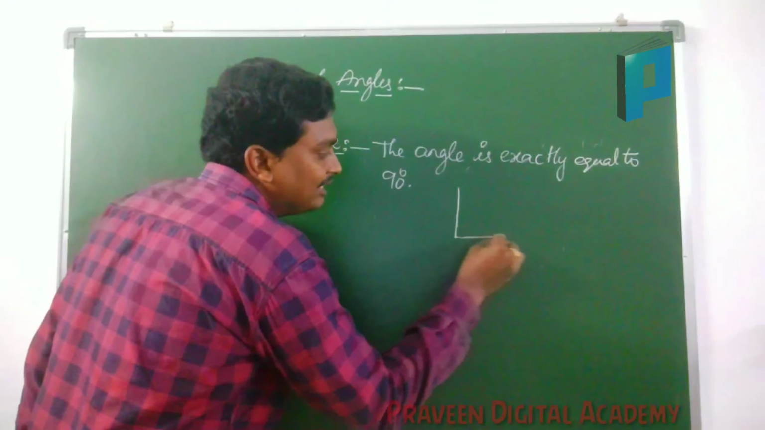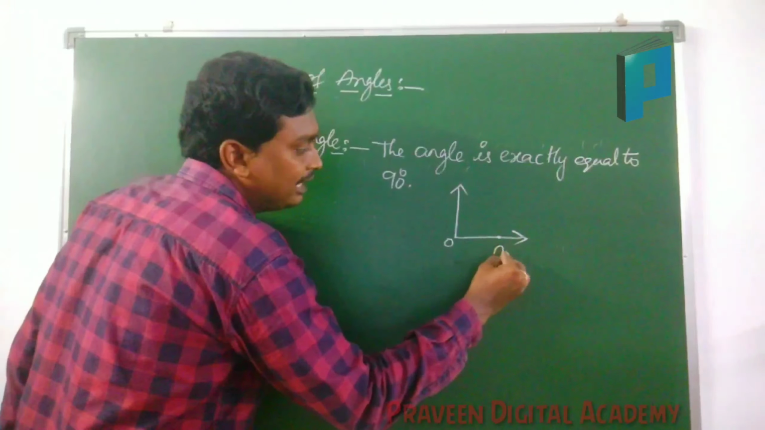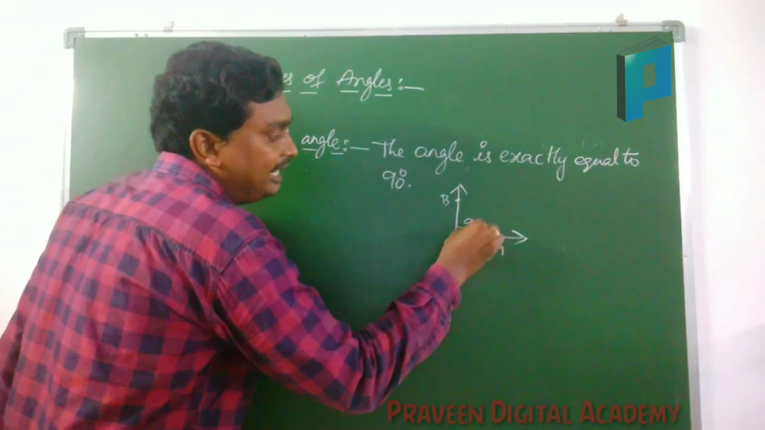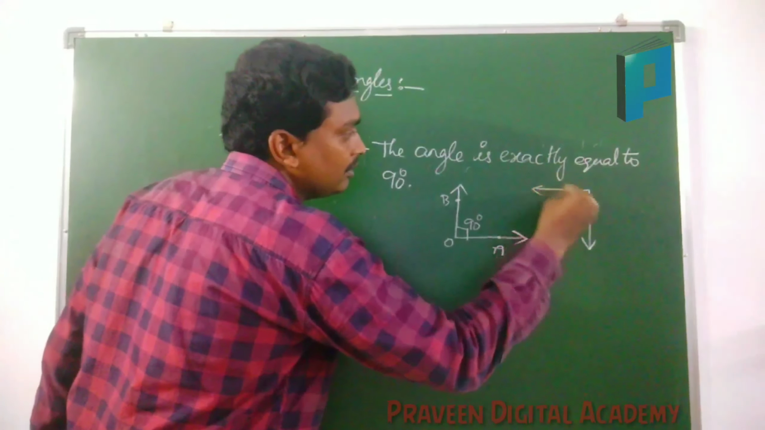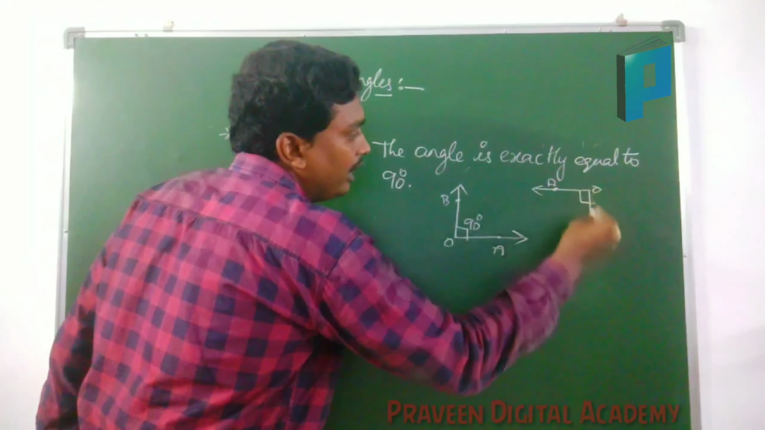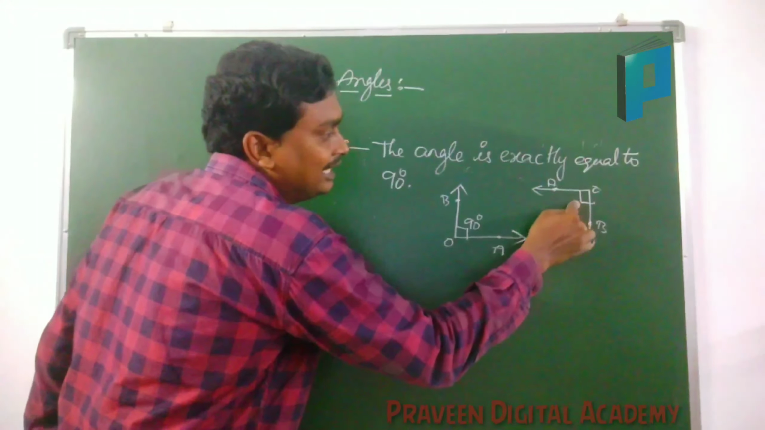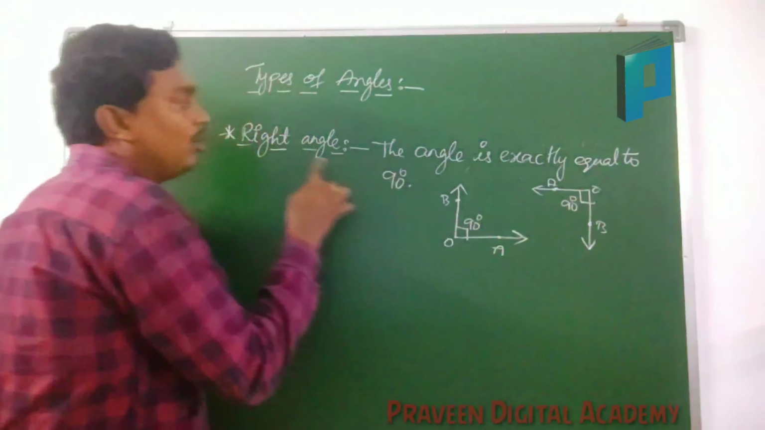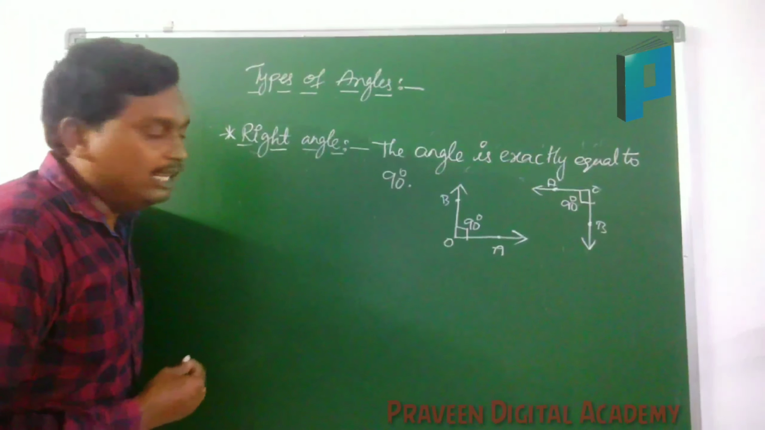Here is an example. This is O and here is A. This is B. Here the angle is 90 degrees. Here you may have it like this also. Here also you are having 90 degrees. This is OA, OB. The angle between the two rays is exactly 90 degrees. We will call such kind of angle a right angle.